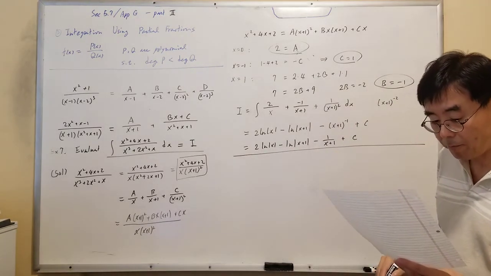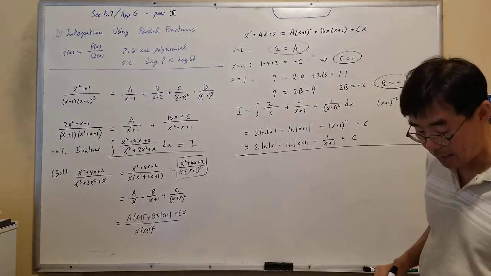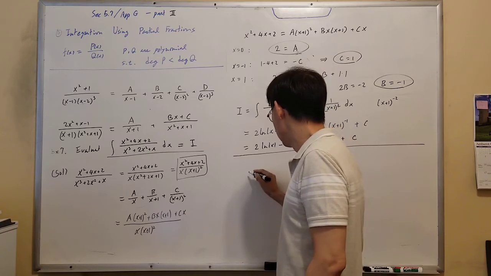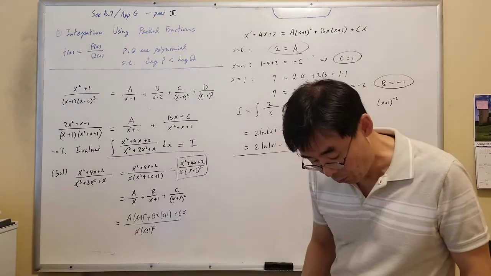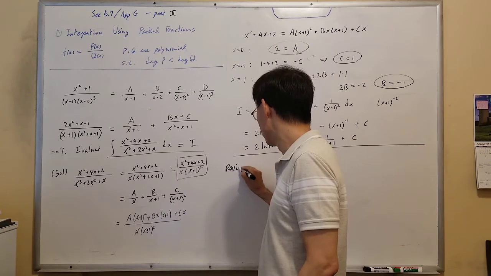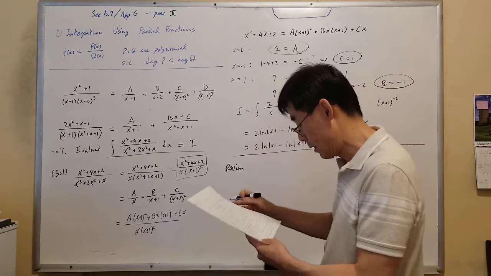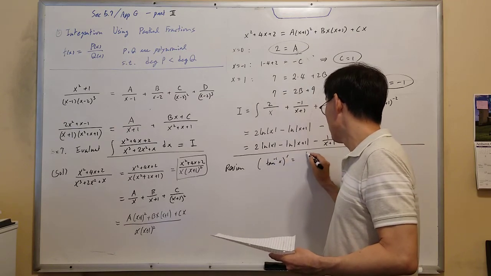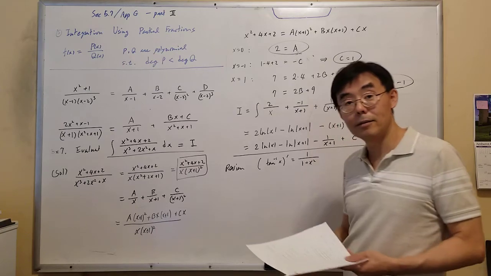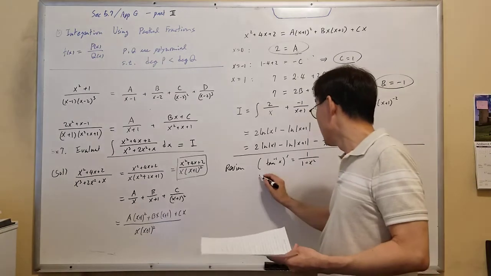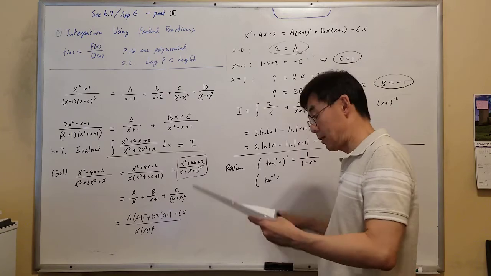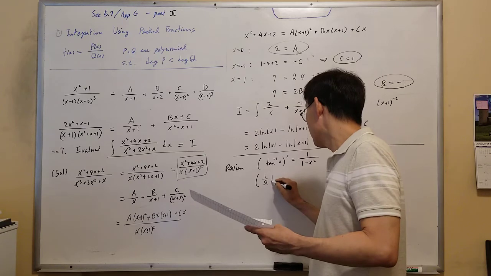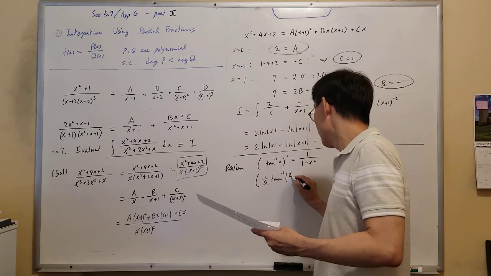Now before we go further, I want to do some review. The derivative of tangent inverse of x was 1 over 1 plus x squared, right? And now consider 1 over a times tangent inverse of x over a.